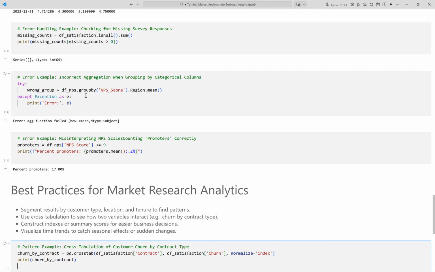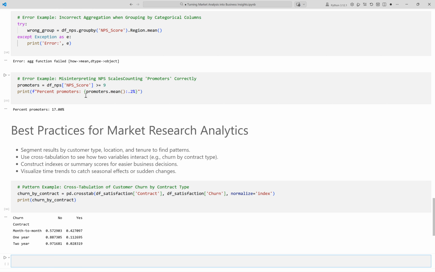Running the cell now. This crosstabulation shows the proportion of customers who churned versus stayed, segmented by contract type. Notice the clear trend: month-to-month contracts have the highest churn rate, about 43%, while 2-year contracts have the lowest, around 3%. This helps identify which customer segments are most at risk and guides targeted retention strategies. Which contract type should management promote to reduce churn?